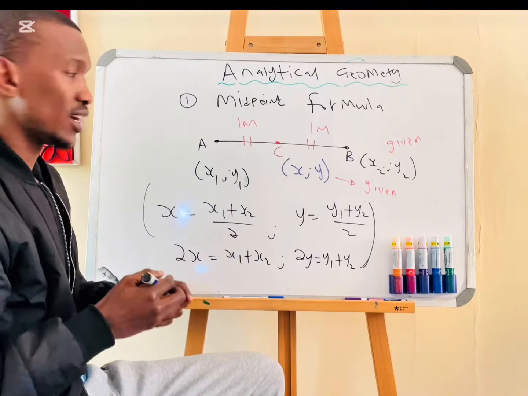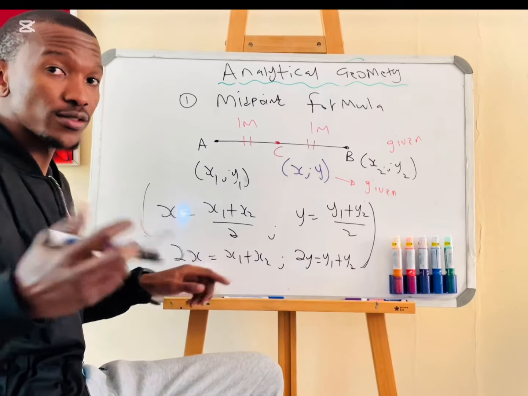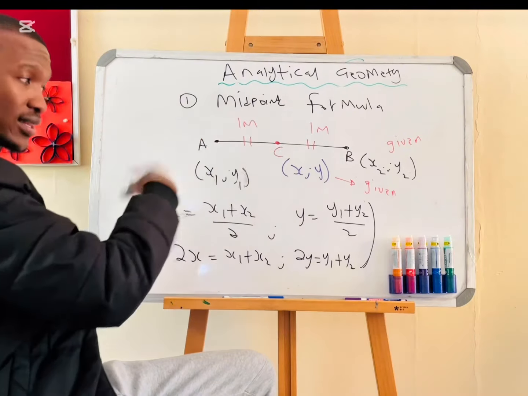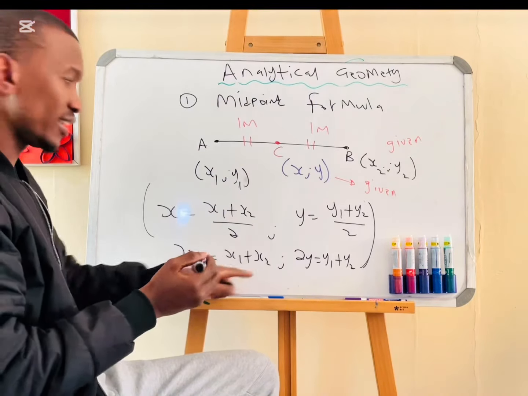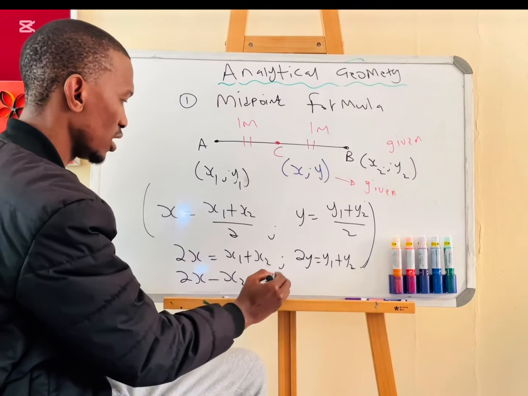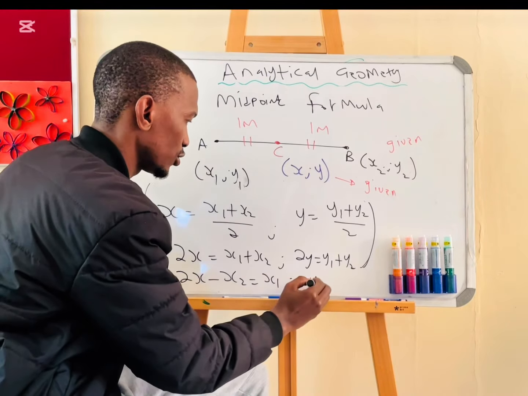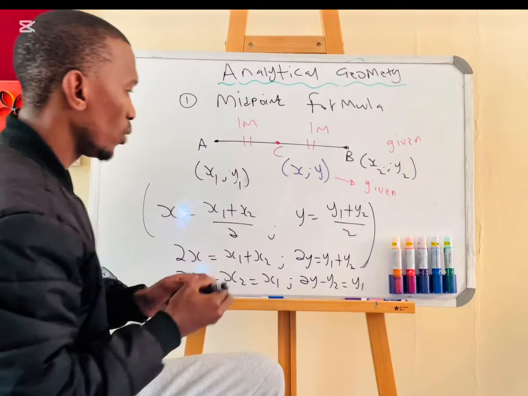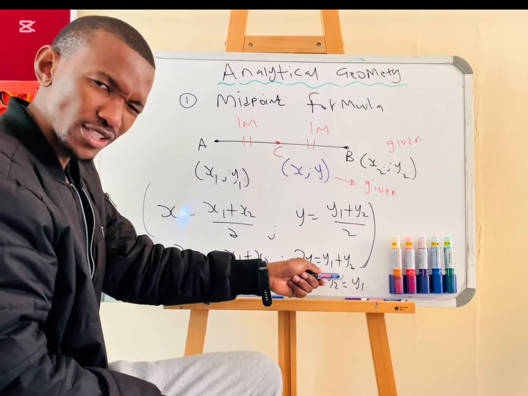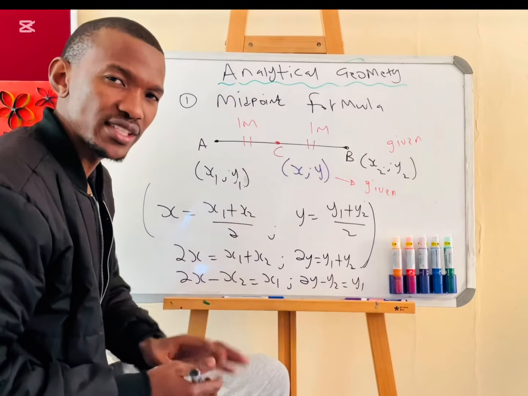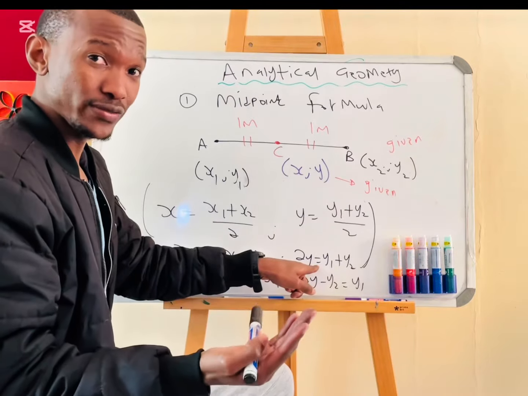Then from there, guys, how do I find x1? You make x1 the subject of the formula, okay? The skills of algebra. You transpose x2 to the other side. So it's going to be 2x. If this guy is positive, when it goes to the other side, it's going to be minus. So it's going to be 2x minus x2, which equals x1. And now, here, 2y minus y2 equals y1. What did I do? I transposed y2 to the other side. And since it's positive, when it goes to the other side, it becomes negative.